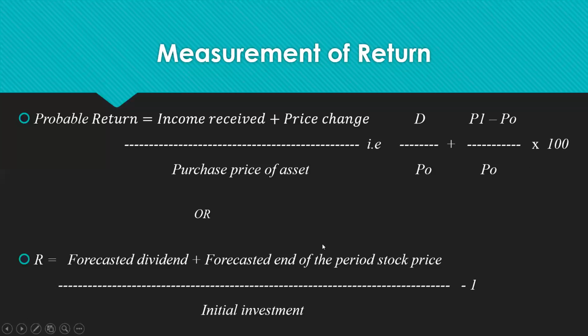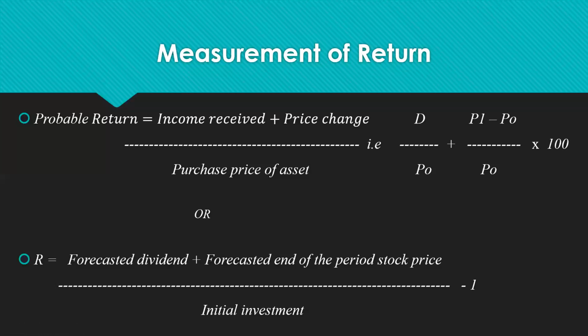The second formula is the forecasted dividend, that is the expected dividend, plus forecasted end of the period stock price. In the first formula, you took the difference between the sales price and the purchase price. But in the second formula, you're only taking into consideration the selling price, or the price at the end of the year. That is the forecasted end of the period stock price divided by initial investment, that is the purchase price, minus 1, into 100 will give you the return.